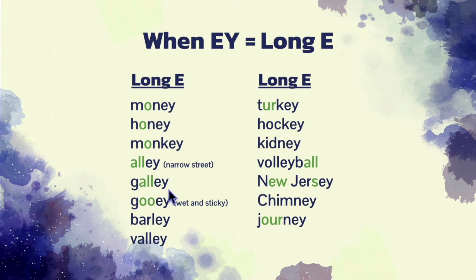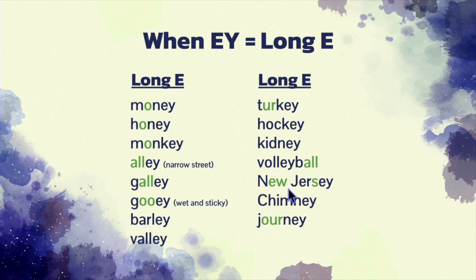So here we have galley. This double O will have the oo sound, so we get gooey. Something that's gooey is wet and sticky. Barley, which is a type of grain, and valley. UR says er, so we have turkey, hockey, kidney, volleyball. Here the ALL is at the end of a word, so it's all instead of al, like in these two words.